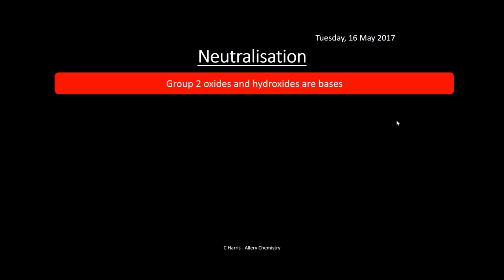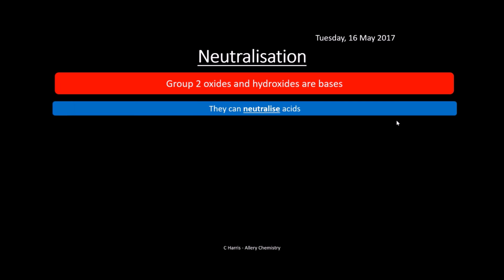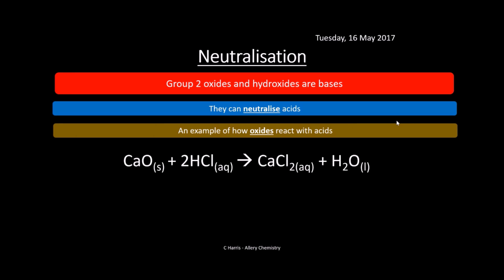Okay, neutralization. Now, because these are alkalis, we can neutralize acids. Group 2 oxides and hydroxides are bases, so we can use them. Like I say, they can neutralize acids. So, for example, this is how an oxide reacts with an acid. You just take calcium oxide, which is your base, plus acid. It's acid plus base forms salt plus water. It's the same type of reaction.